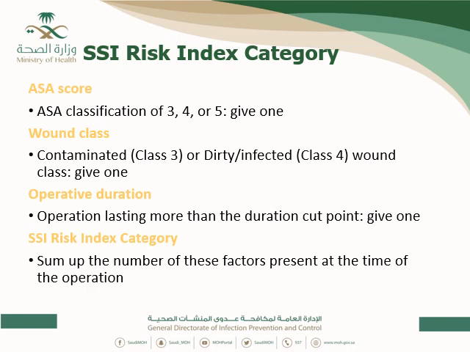Wound class will be given a score of one if the wound class is contaminated, class 3, or dirty infected, class 4. But class 1 or 2 will take a score of 0. Operative duration more than the cut point will be given a score of 1, but less than the cut point will be given 0. The risk index category is the sum of the scores given to the three components: ASA score, wound class, and operative duration. So the risk index category ranges from 0 when all three are 0, to 3 when all three are given a score of 1. So between 0 and 3.